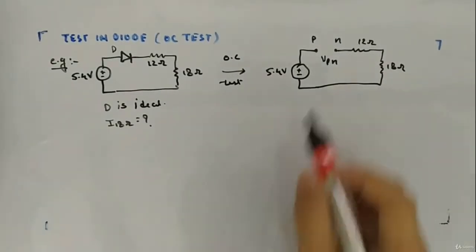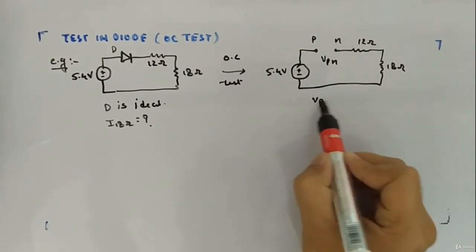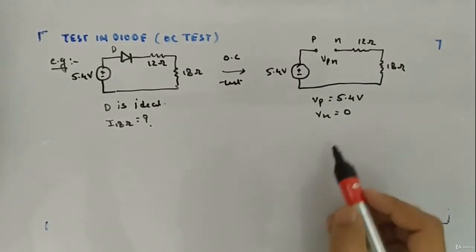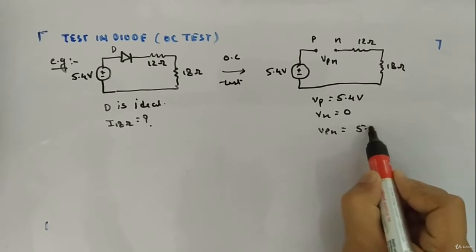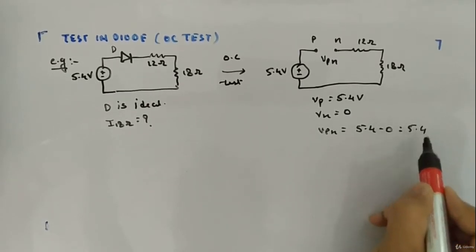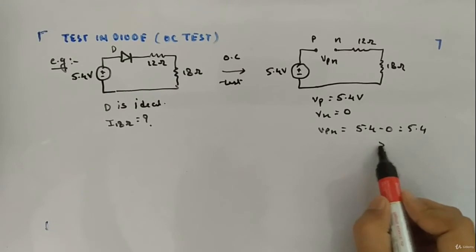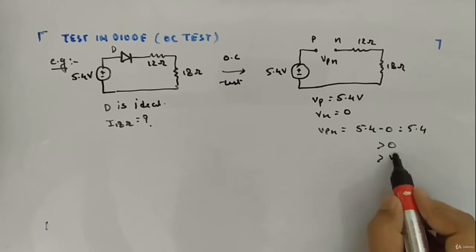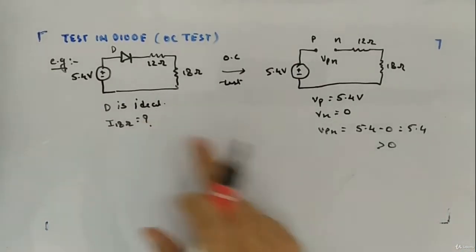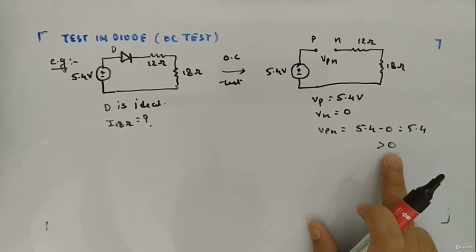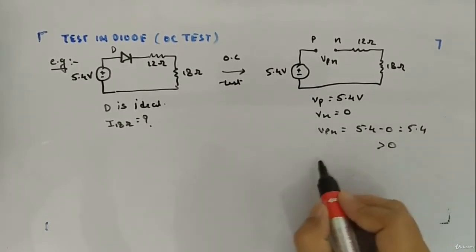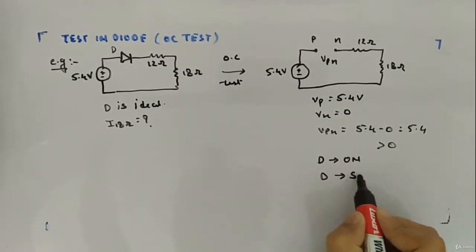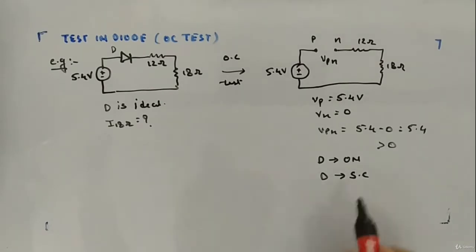Okay, so you can see clearly this VP is 5.4 volt and VN is 0 volt since it is not connected to anything. So VPN will be equal to 5.4 minus 0, that is 5.4. Since it is ideal, we have to check whether it is greater than 0 or not. If it were practical, then we would have checked whether it is greater than VF or not. Since it is greater than 0, your diode will be on, and since it is ideal, your diode will be replaced by a short circuit. Okay, this is its equivalent.